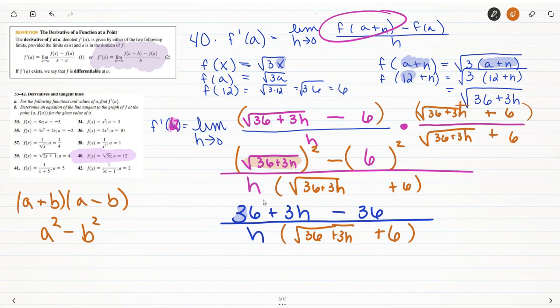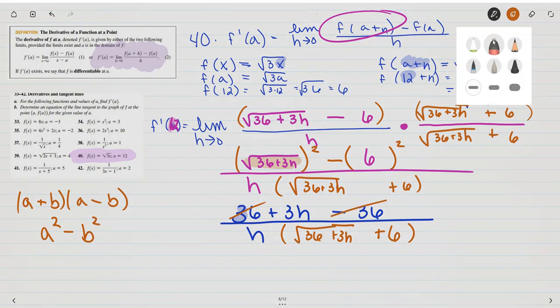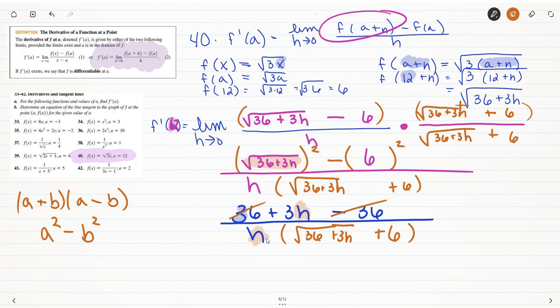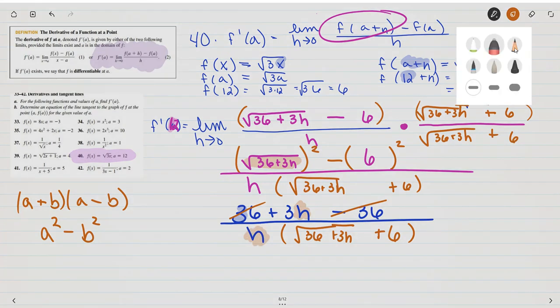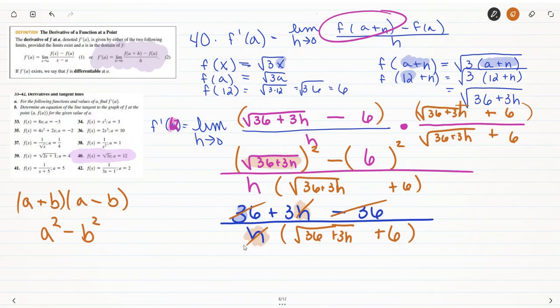You see what's going to happen next is the 36 minus 36 will cancel, and then the h over h will reduce. It reduces to 1 because h over h is 1. And what am I left with? I've got 3 over the square root of 36 plus 3h plus 6. And when I use the direct substitution, I neglected to keep writing the limit. Bad form there, not to continue writing that.